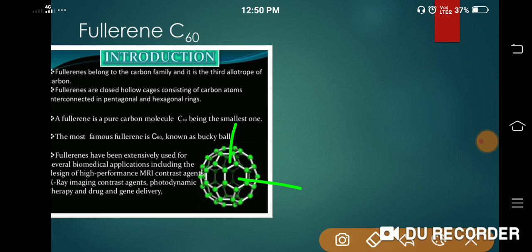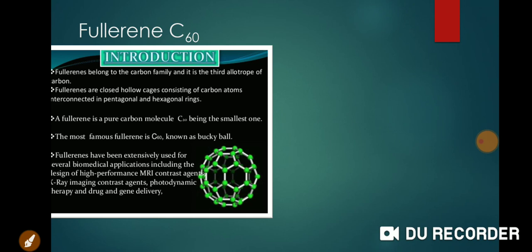A fullerene is a pure carbon molecule, with C20 being the smallest one. The well known or famous fullerene is C60, which is also known as buckyball. Fullerenes are extensively used in the biomedical field for designing high performance MRI contrasting agents, X-ray imaging contrasting agents, photodynamic therapy, and drug and gene delivery.